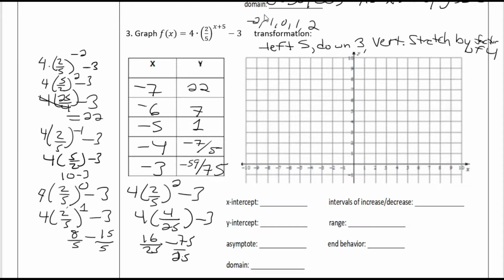All right, now let's go ahead and plot it. 22 is too big of a number, so I'm going to skip that one. Let's do negative 6 and 7. So negative 6 and 7. Negative 5 and 1. Negative 4, oops, I thought that was a negative. So negative 5 and 1. Negative 4 and negative 7/5. So negative 7/5 is a little bit past negative 1.